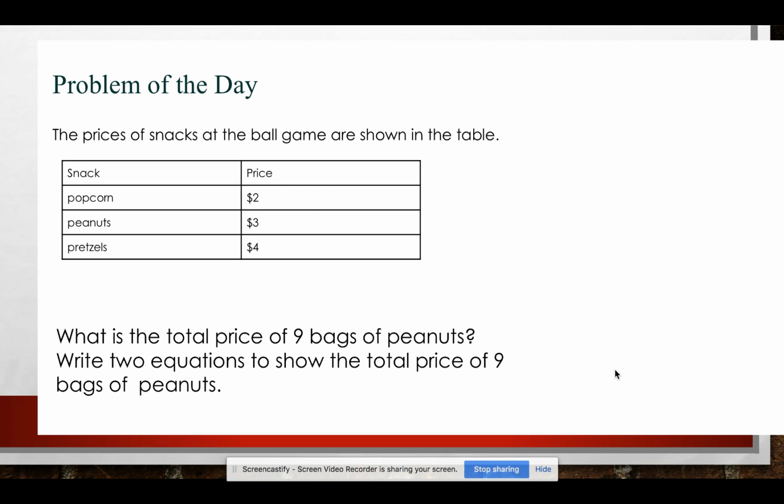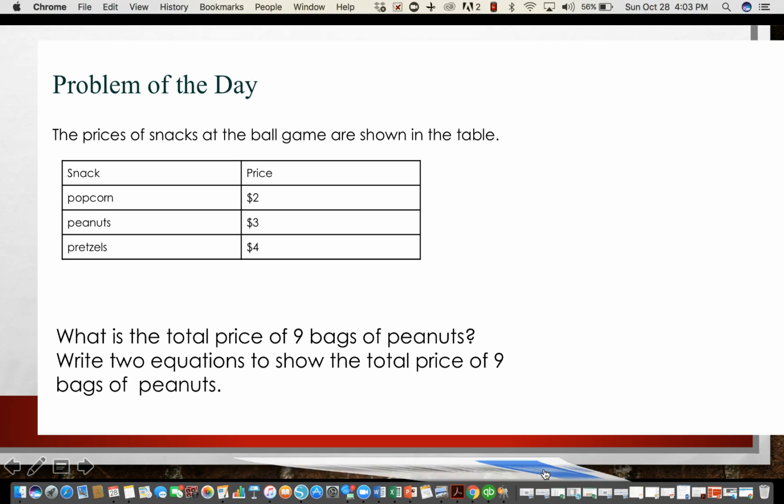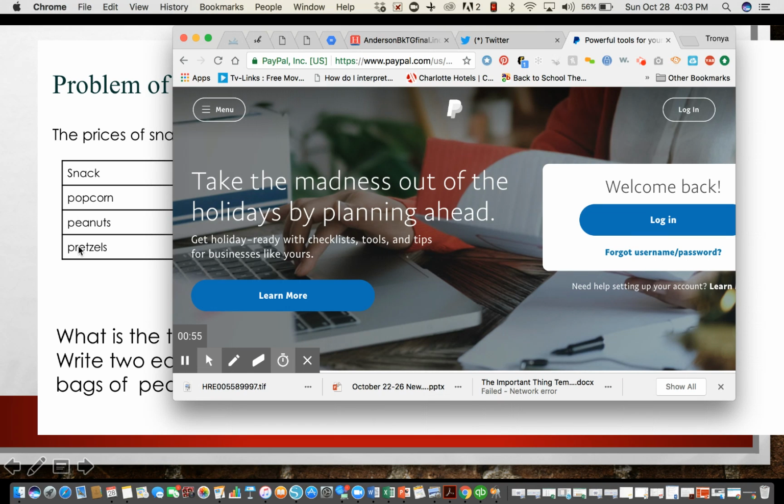So I want you to try this on your own. Be sure to press the pause button so that you'll have a chance to solve it on your own before I start going through it with you. So press pause. Okay, now that you've solved the problem, I'm going to help you to solve this problem as well.